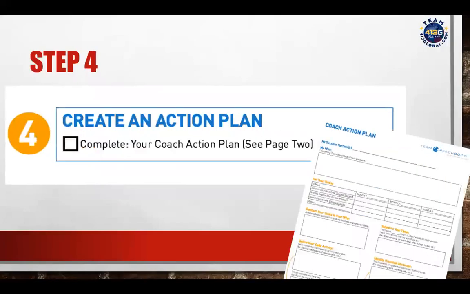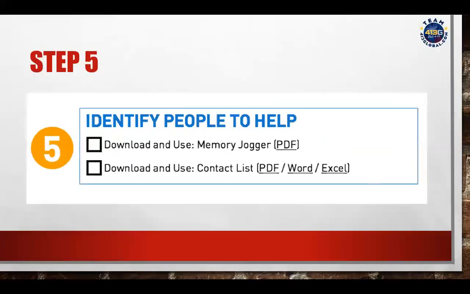So in step 4, it says create an action plan. This document is 2 pages. So on the back side of the document, you're going to fill out all that information there, but we'll talk about that later.